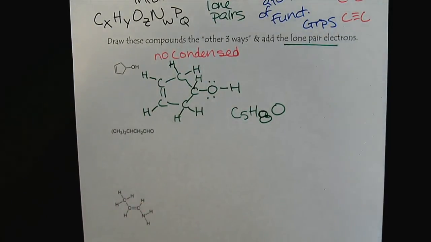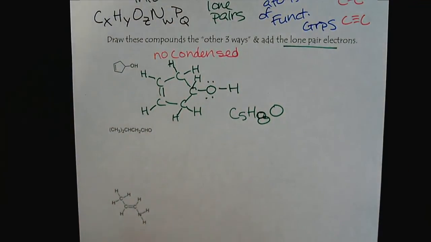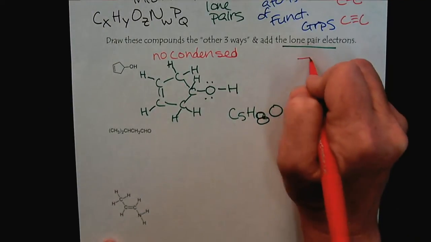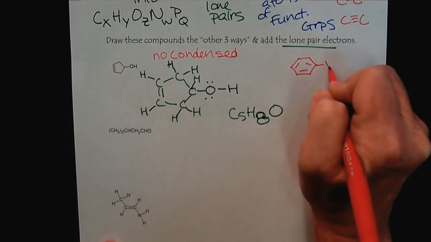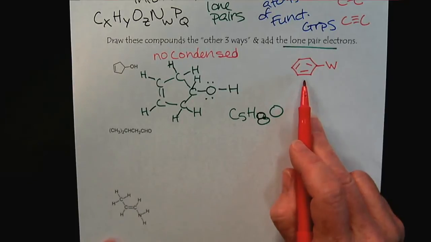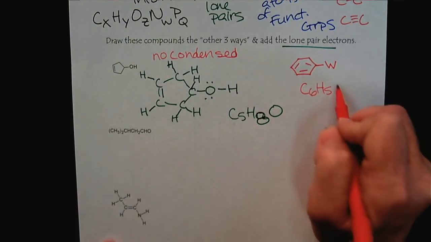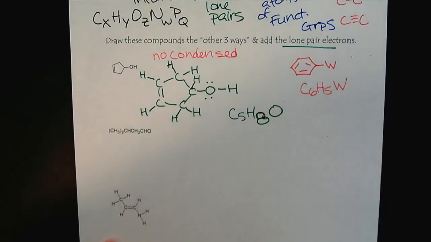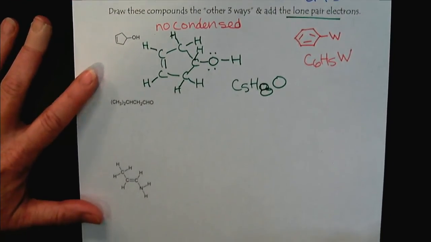Alrighty. Now, with condensed formulas, this was also a good opportunity to remind you of the one time we can show a ring. When we have a compound like this, a benzene ring, this is the only ring that we can show a condensed formula for. This would be C6H5W. So I slid that little tidbit in there for you. Alrighty, so let's keep practicing.